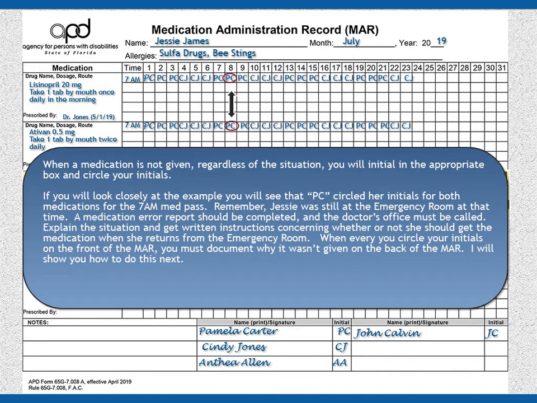A medication error report should be completed and the doctor's office must be called. Explain the situation and get written instructions concerning whether or not she should get the medication when she returns from the emergency room. The documentation of the missed dose continues on the back of the MAR. I'll show you how to do that next.